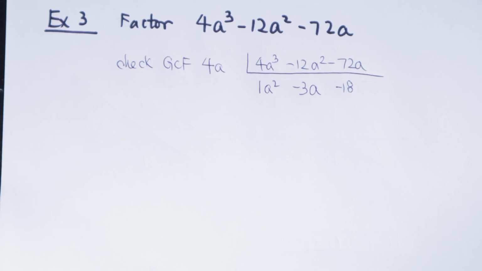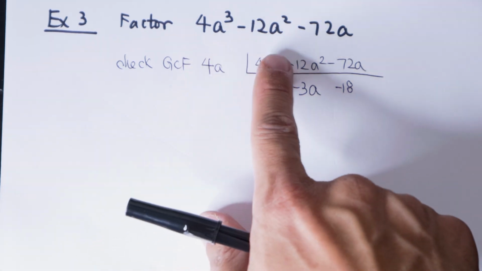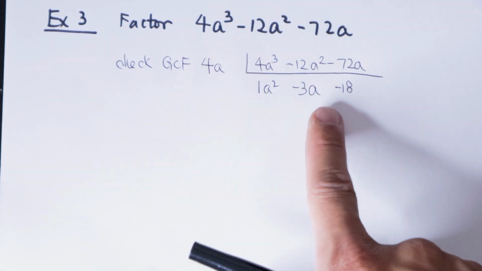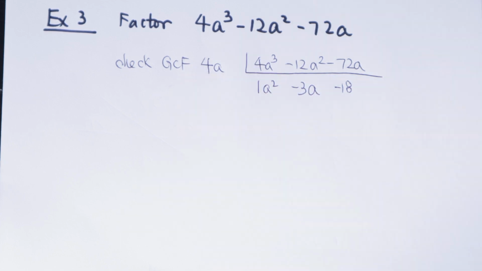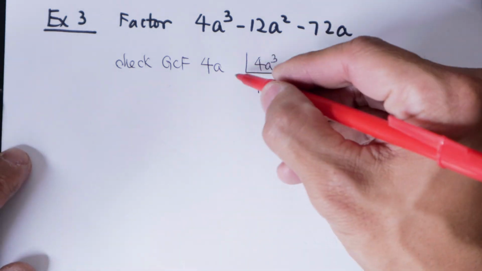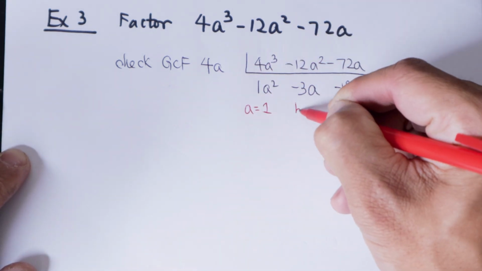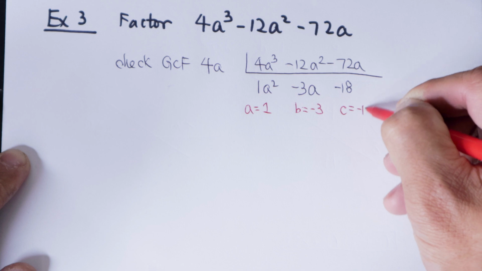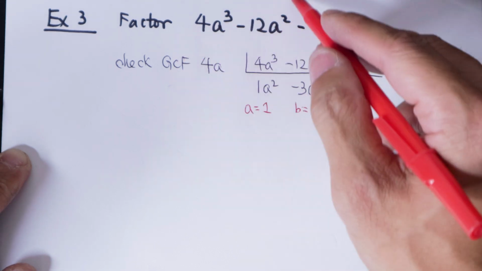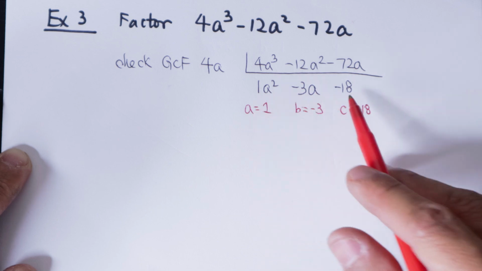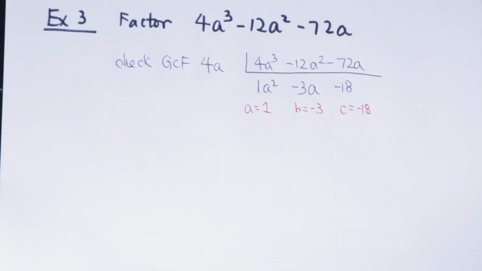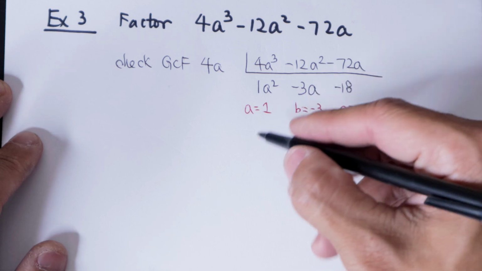Once you take out your GCF, your A, B, C, the value of A, the value of B, the value of C, is not from the original problem anymore. It's actually from the remaining factor after you take out GCF. So in this case, my A is 1, the B is negative 3, and then the C is negative 18. So do not look at this original problem anymore for ABC. After GCF, you look at the 3 new ABC. And then from there, you use your star method.